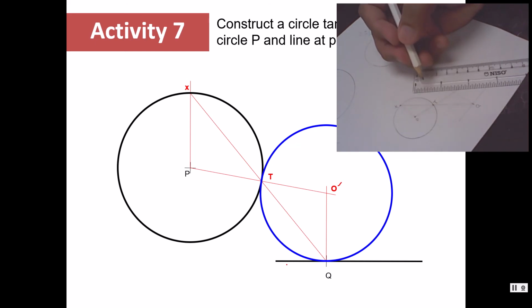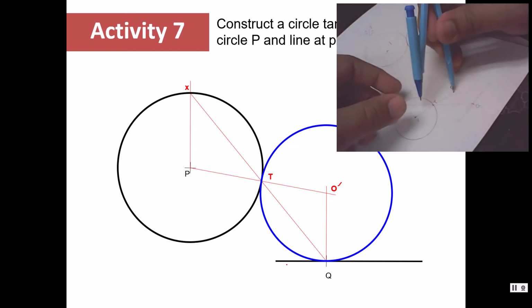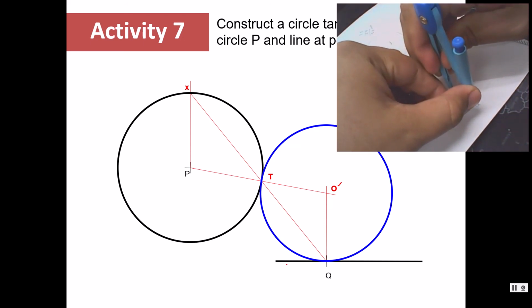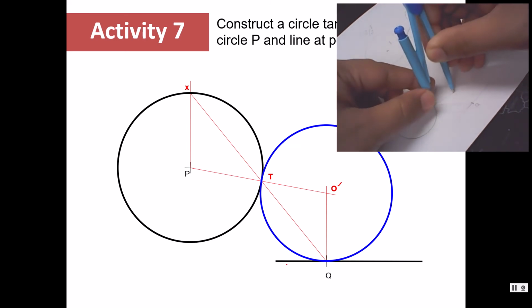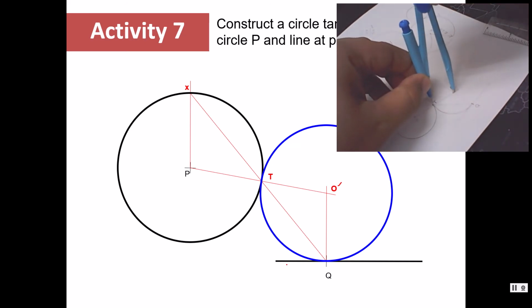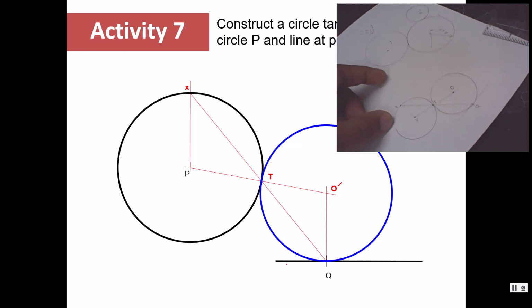Okay, so now we have this point as point O, and this point O will be the center point of the circle that we want to draw, and the radius will definitely have the same distance from O to Q or to T. Okay, so we are going to draw a circle from point O that is going to touch T and also Q. So this is the circle that we want. Okay, so that's activity 7.